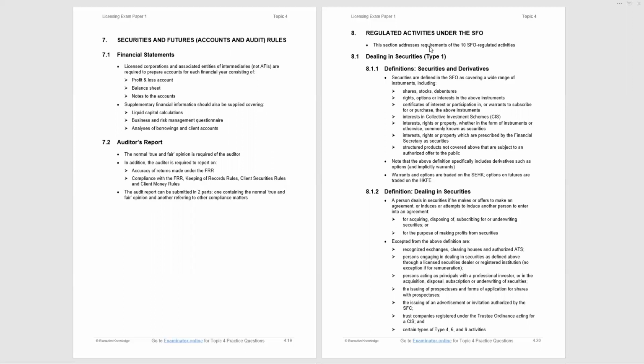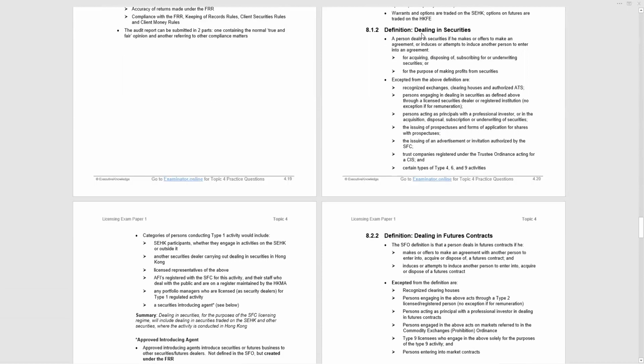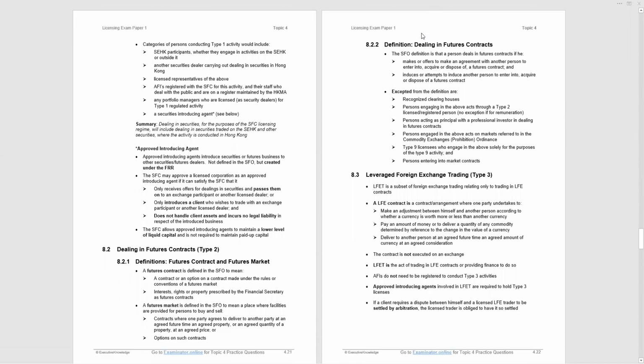Issuing of prospectuses and forms of application for shares with prospectuses, those activities, no, you don't need Type 1. Issuing of an advertisement or invitation authorized by the SFC, trust companies registered under the Trustee Ordinance, and certain types of Type 4, 6, and 9 activities. That's advising on securities, advising on corporate finance, and asset management. The first 2 or 3 are the ones that tend to be examined in the exception. More chance of an exception being examined than the general definition of dealing in securities.